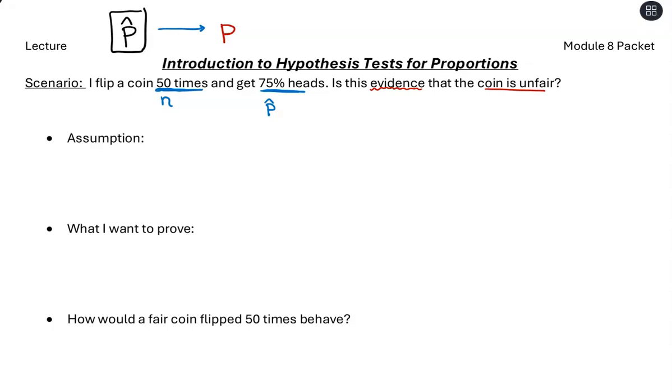As we use P and P hat here, let's have P represent the proportion of heads on this coin. So if we flip this coin infinitely long, what's the proportion of heads? If it's a fair coin, we would expect 50%. So our assumption is, this is some random coin. We assume that it is a fair coin, which means we should have 50% chance of heads.